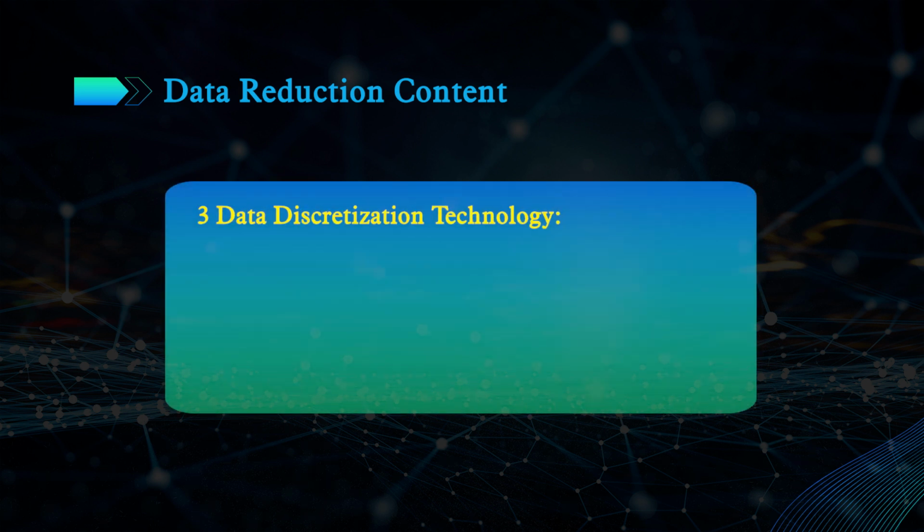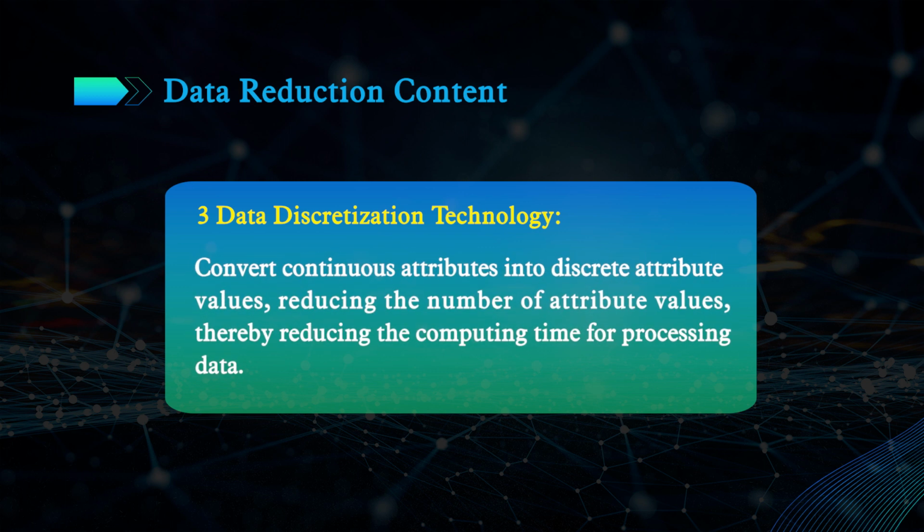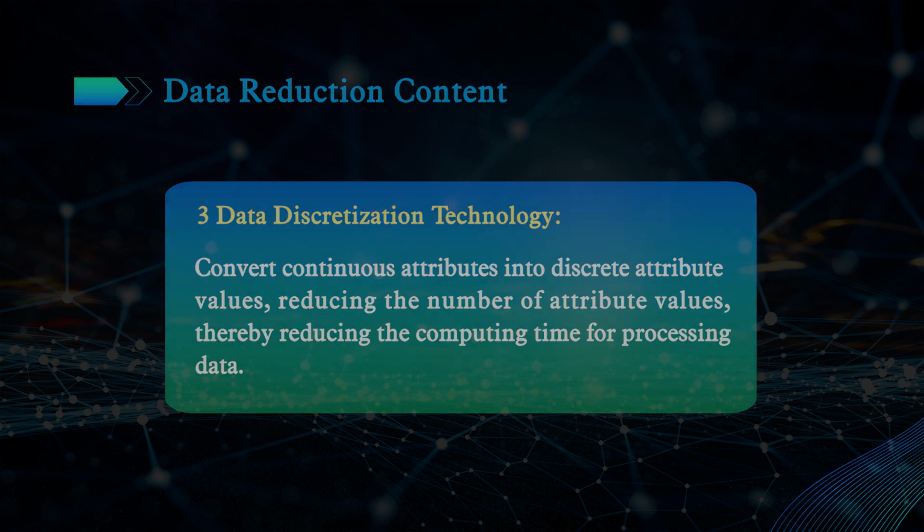The third aspect, data discretization technology. This technology can convert continuous attributes into discrete attribute values, reducing the number of attribute values, thereby reducing the computing time for processing data.